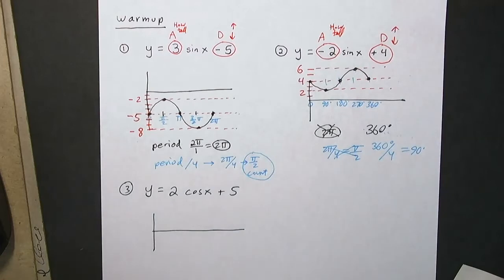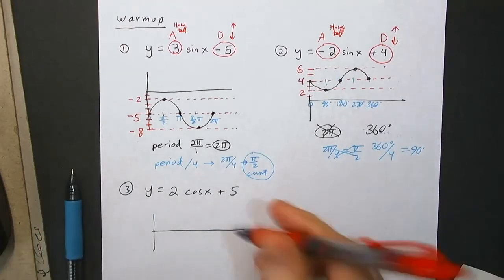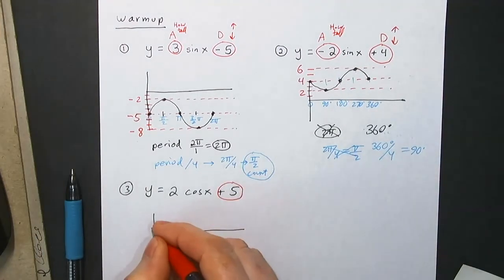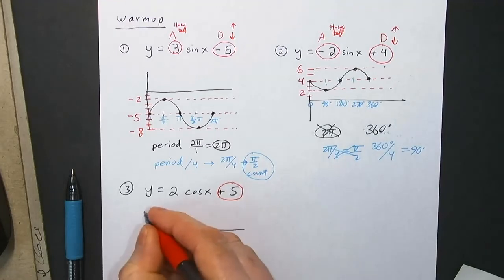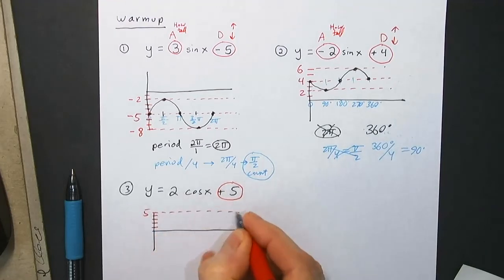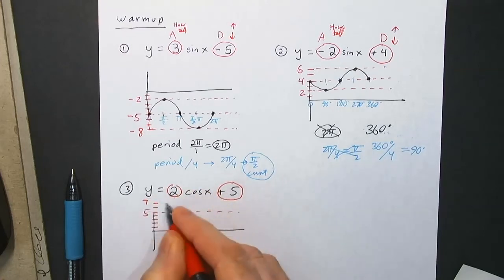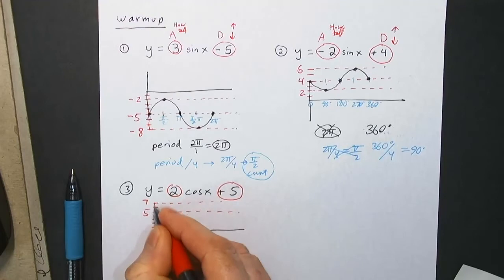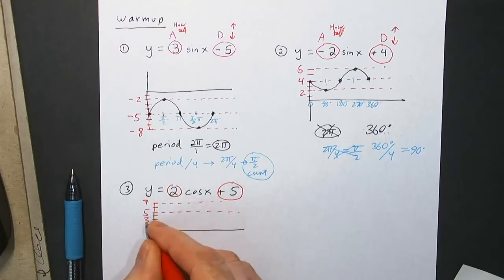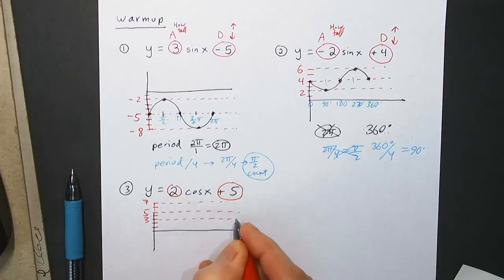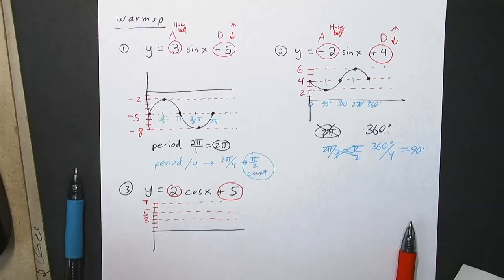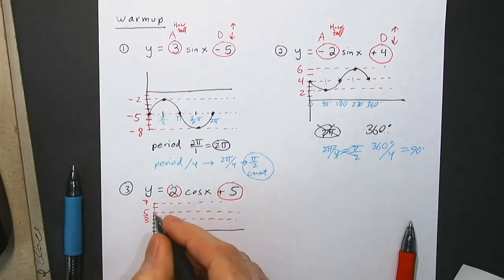Okay, welcome back. So let's see, same thing as before. Start at 5. 1, 2, 3, 4, 5. Make a little dashed line. The amplitude is 2, go up 2. That'd be 7. Go down 2, that'd be 3. We'll draw on the cosine. Oh, wait, cosine. Don't start at 0.